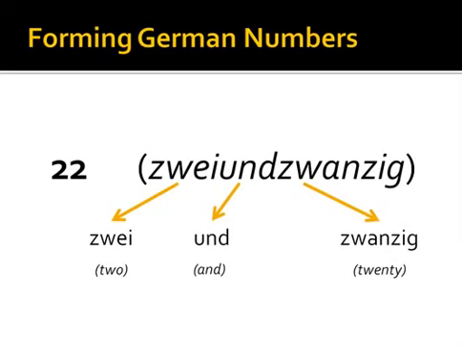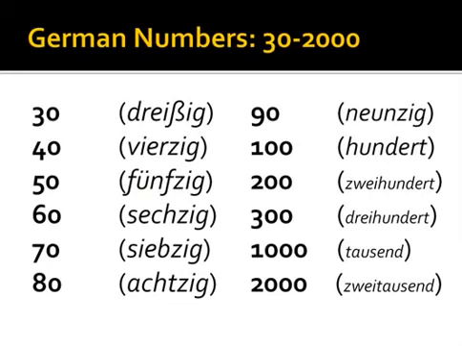So let's take a look at those for a second. 30, 40, 50, 60, 70, 80, 90, 100. Even the higher numbers that are divisible by 100, 200, 300, those are essentially formed the same way that we do in English. Even the ones that are divisible by 1,000, 1,000, 2,000, are essentially the same way.